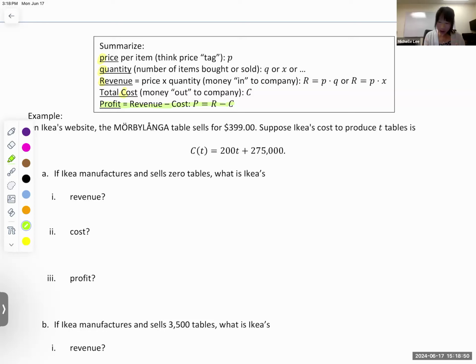Okay. So in this example, they give us the function, right? C of t equals 200t plus 275,000. But then they say that on the IKEA website, the table sells for $399. And then the cost to produce T tables. So they're using first letter T, right? So C of T, I already read, right?